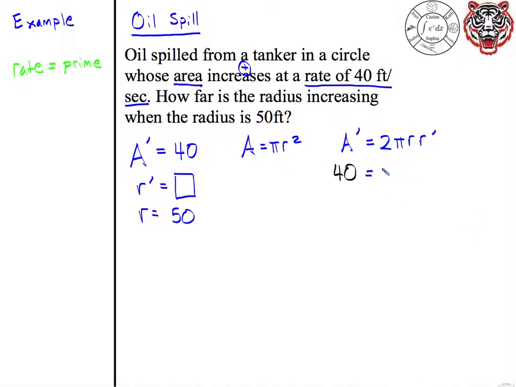So 40 is equal to 2 pi, and r is 50. And now we solve for r prime. That's easy. That's what you think. And then he's gonna be like, whoa. And r prime, you actually have to.